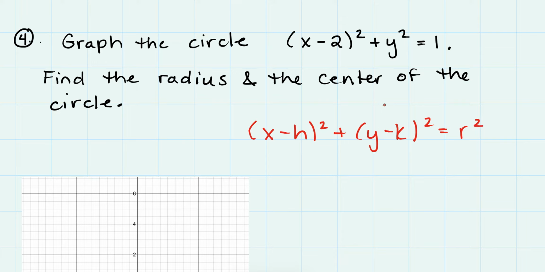So we get x^2 - 4x. I have a y^2, a minus 6y. Then 9 plus 4, that's 13, equals 1. And then move the 1 to the other side. So we get x^2 - 4x + y^2 - 6y + 12 = 0, by subtracting 1.